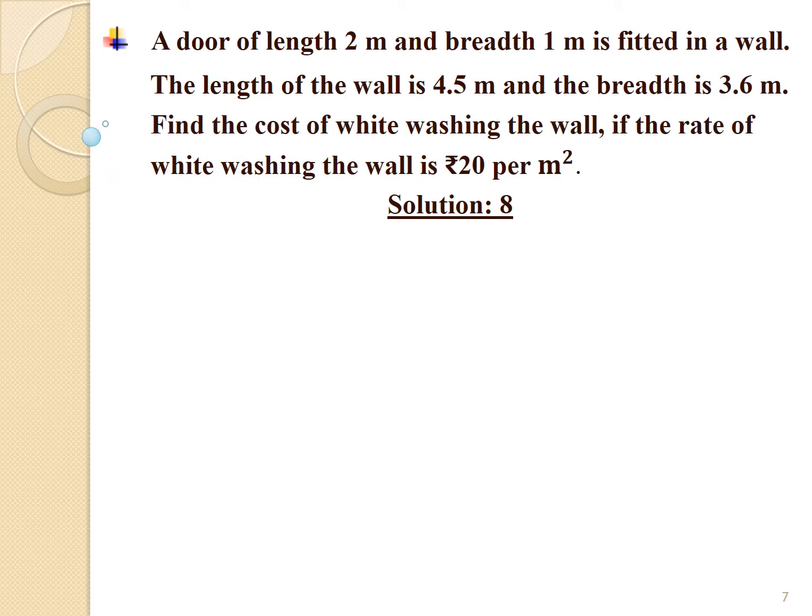Now, question number 8. A door of length 2 meters and breadth 1 meter is fitted in a wall. The length of the wall is 4.5 meters and the breadth is 3.6 meters. Find the cost of whitewashing the wall, if the rate of whitewashing the wall is rupees 20 per square meter.